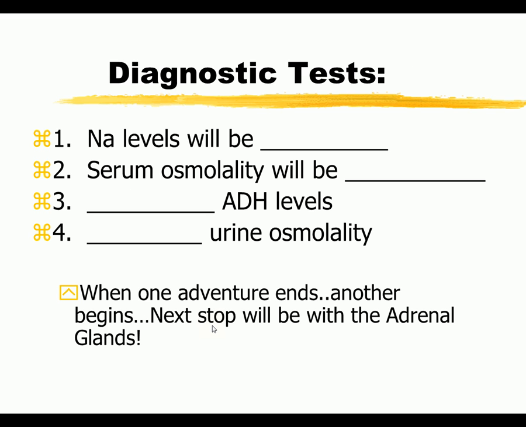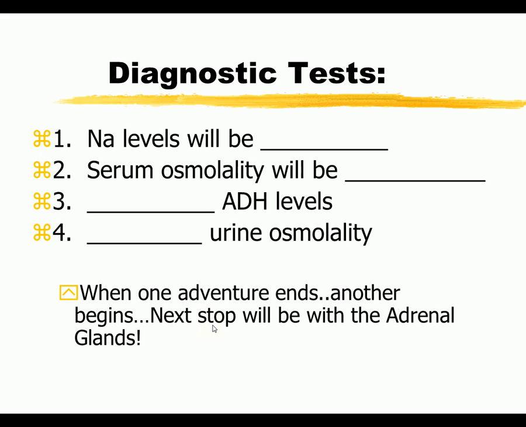So diagnostic tests, looking at diagnostic tests, sodium levels would be low. Serum osmolality would be decreased this time because now I'm overhydrated, so it would be decreased because now I've got too much fluid and I'm not putting out much. ADH levels would be increased. And my urine osmolality this time would be increased because now it's concentrated. I'm not putting out much urine.